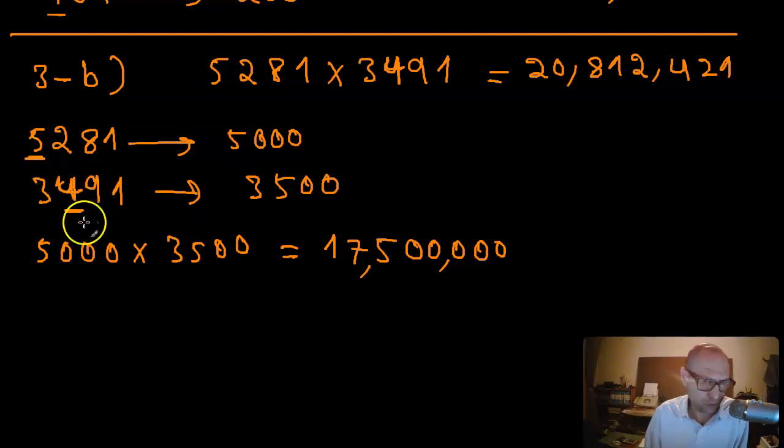So this number is essentially rounded to the hundreds place value, and then I do the calculation, I get essentially 17,500,000. Still, I'm basically around 3 million off from the actual answer, but that's the best that you can do in multiplication. There is no other way. Okay, so that's all about that.